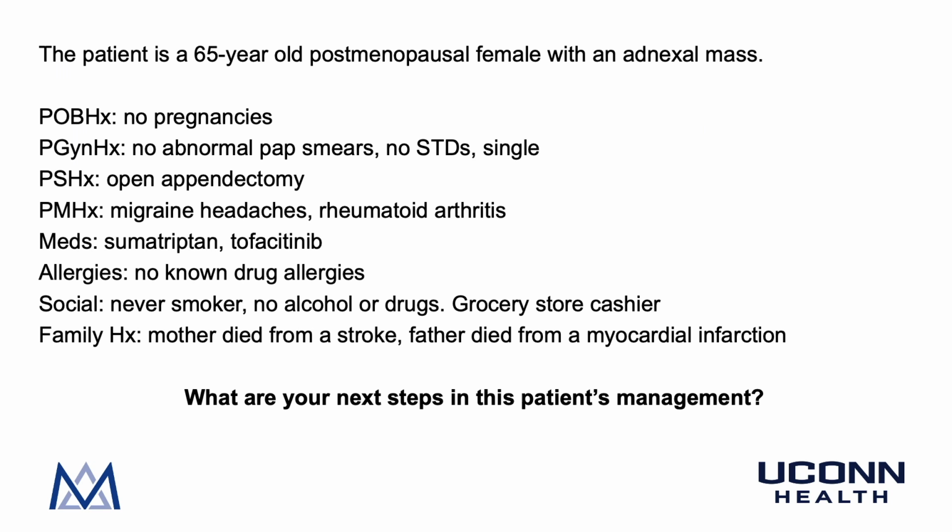Her previous medical history includes migraine headaches and rheumatoid arthritis. She takes sumatriptan and tofacitinib for both of these. She has no known drug allergies. She's a never smoker. She drinks no alcohol and uses no drugs, and she works as a grocery store cashier. Her family history includes a mother who died from a stroke and a father who died from a myocardial infarction. What are your next steps in this patient's management?